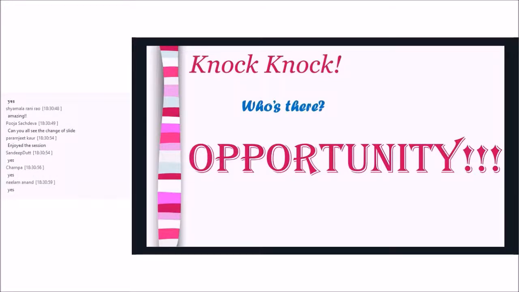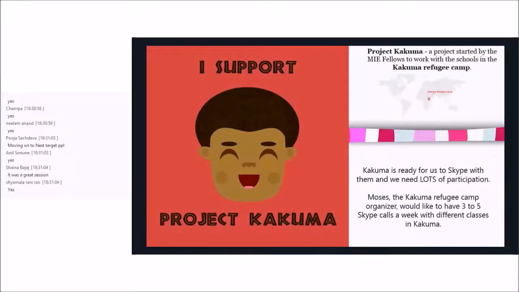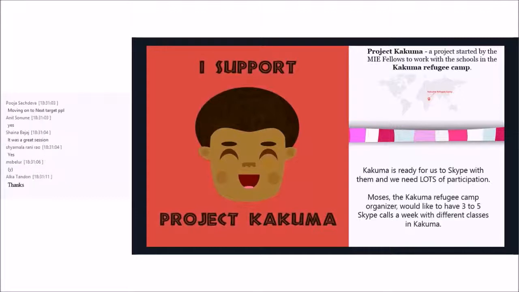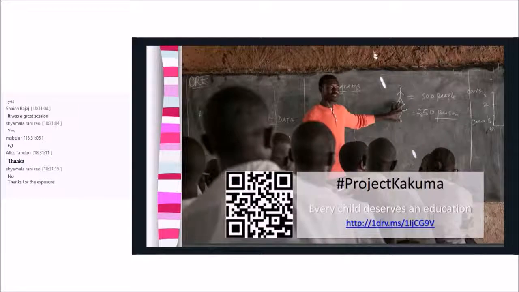All right, knock knock, who's there? Well, who else? It's opportunity. What is the opportunity like? Project Kakuma. I know most of you have heard about Project Kakuma. This project is very close to MI Fellows, because it was created by MI Fellows for any educator in the world to participate. Kakuma is a refugee camp in Kenya, and this is the URL you can look up. We have a OneDrive link provided here, which will be sent to you again later, and we will request you to be a part of this project.